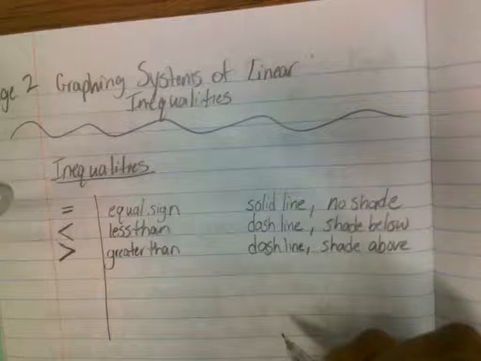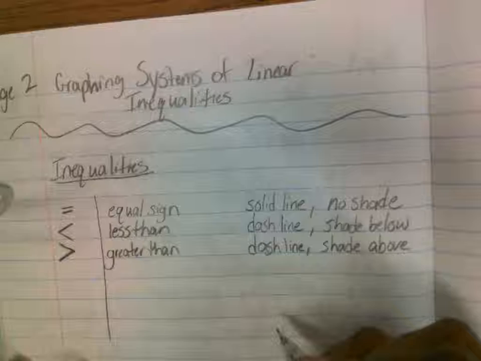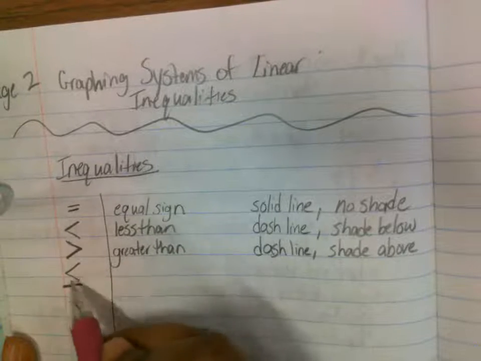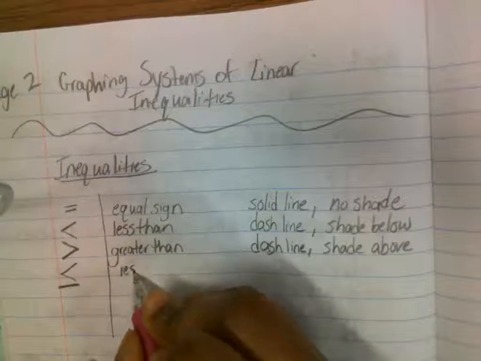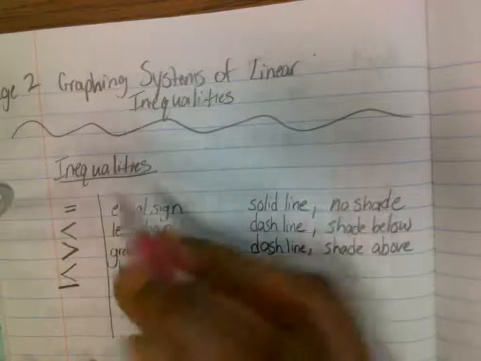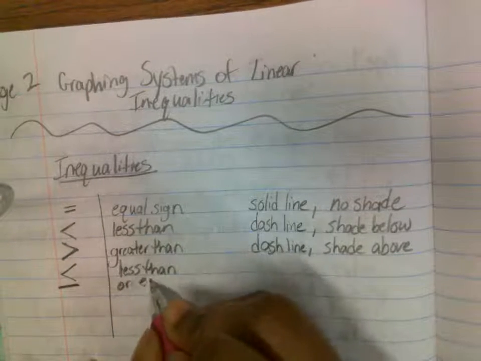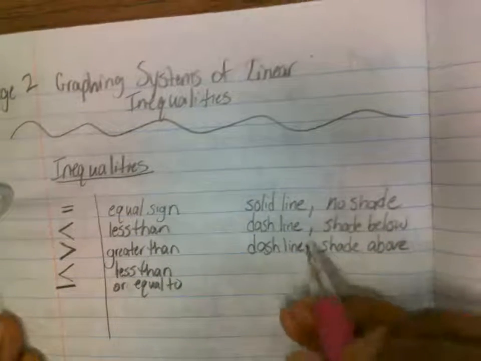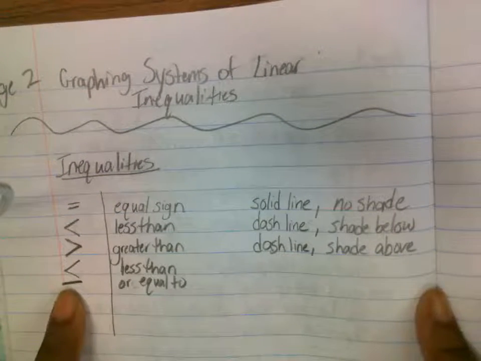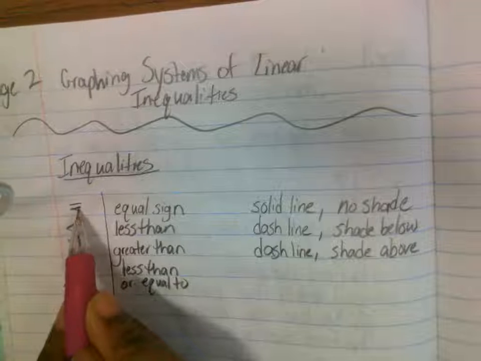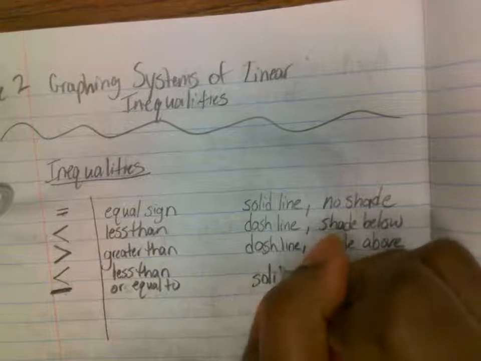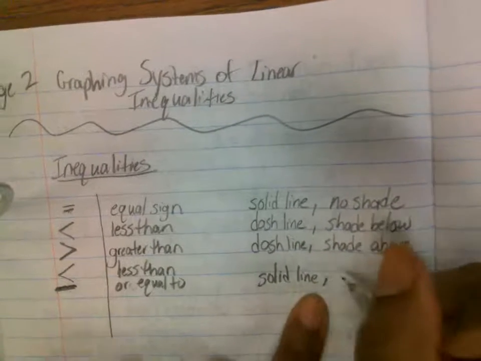The third inequality that we're talking about is going to be the less than sign, but then under it, there's an equal to. So this is less than or equal to. And this one, because there is an equal sign, remember like the equal sign here, it's going to be a solid line. And you're going to shade below.